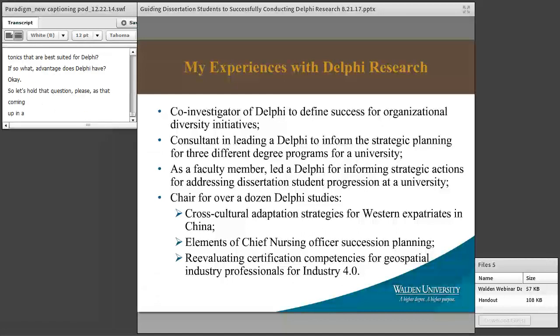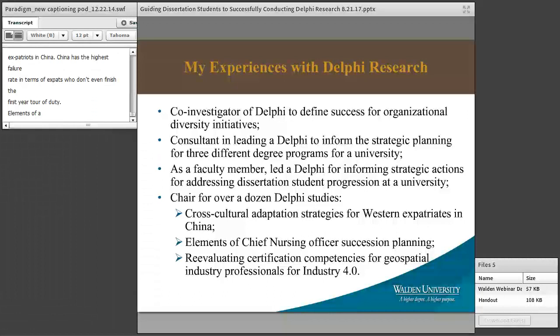I've chaired Delphi studies, so as an example, cross-cultural adaptation strategies for Western expatriates in China. China has the highest failure rate of any country in terms of expats who go over and don't even finish the first year tour of duty. Elements of a chief nursing officer succession plan within one of the largest hospital systems in the nation.